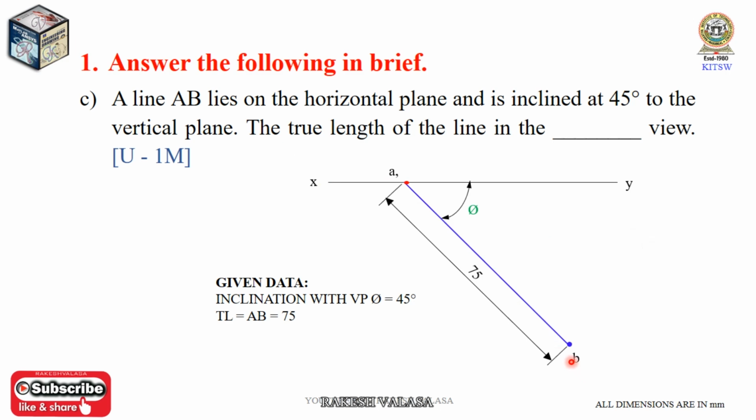From point B, draw the vertical projector. This is named B dash. Front view is A dash and B dash. This is the reduced length. So when the line makes an angle with the vertical plane, we can see the true shape in the top view. For example, when the line makes a certain angle with the horizontal plane, we can see the true shape in the front view. So the correct answer is top view.